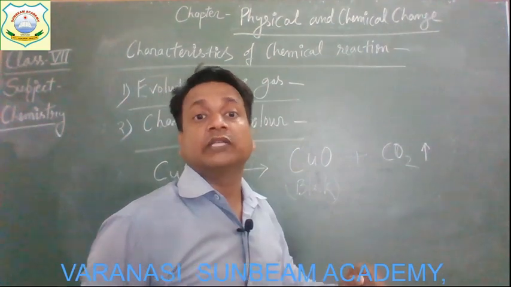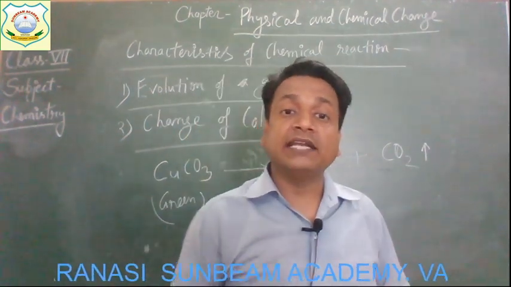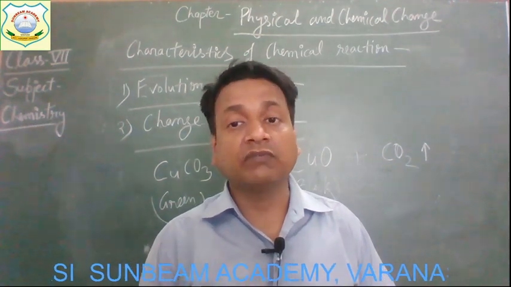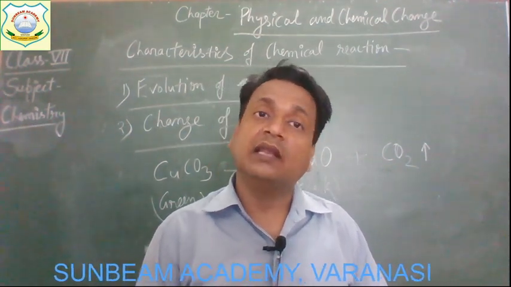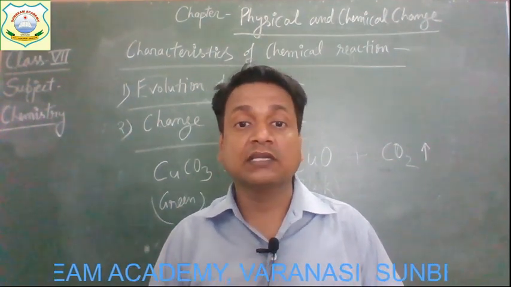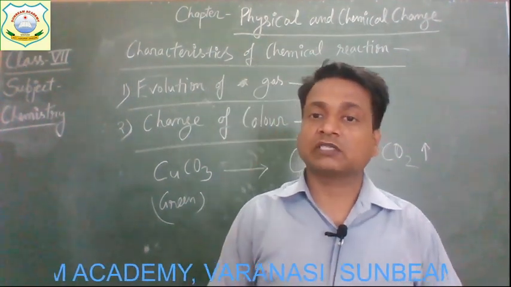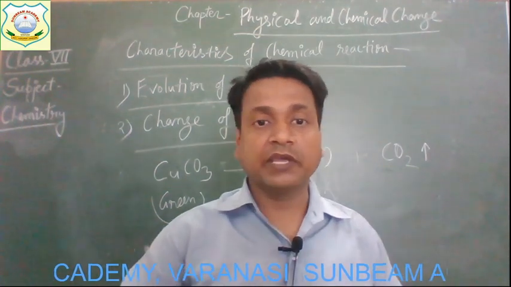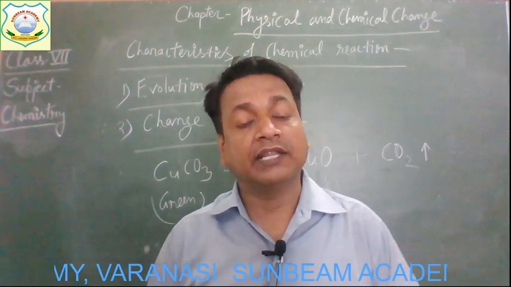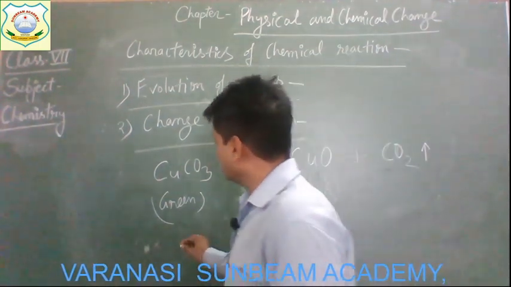Now the second example: when white crystals of lead nitrate are heated strongly, they form yellow colored lead monoxide, and a reddish brown gas, that is nitrogen dioxide, is also given off. So here again a change of color is observed, and the chemical reaction will be as follows.